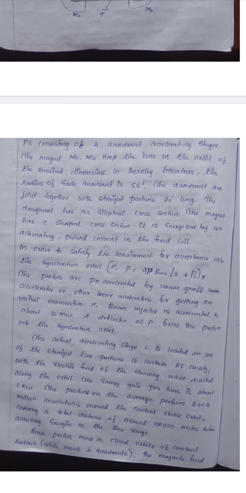From the cyclotron we got the equation for momentum, P is equal to QBR plus P0. So to reach the synchrotron orbit we need an initial momentum. This initial momentum is obtained by pre-acceleration of the proton by a linear accelerator like the Van de Graaff accelerator.